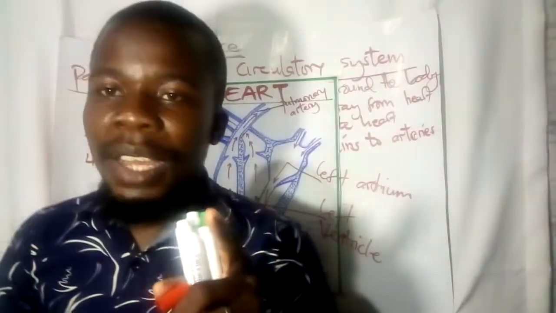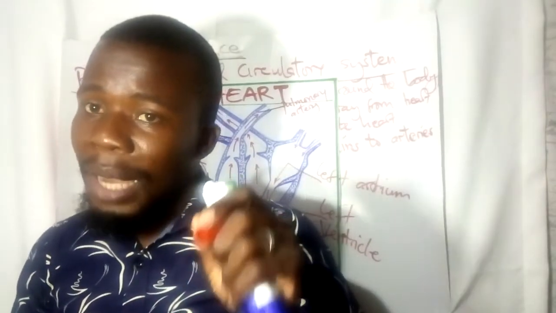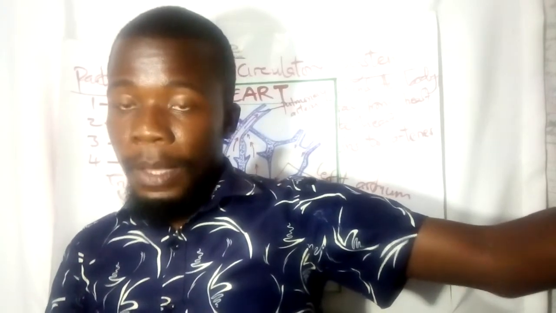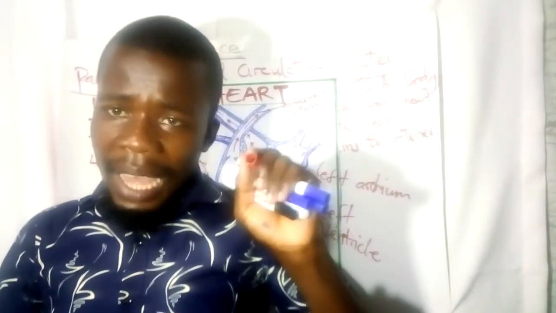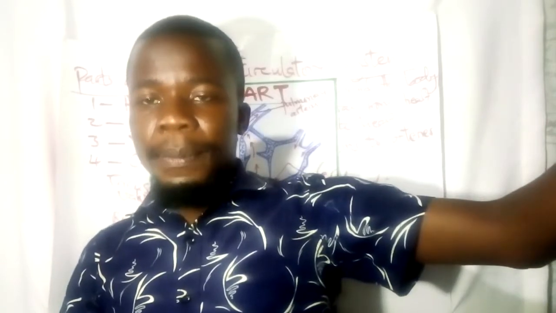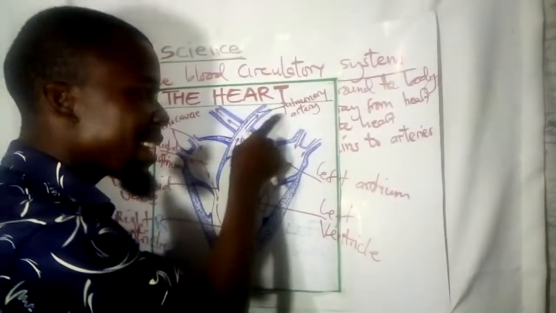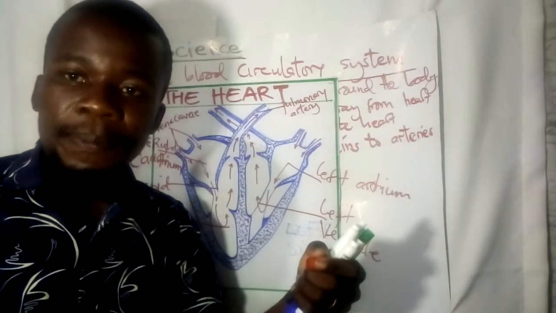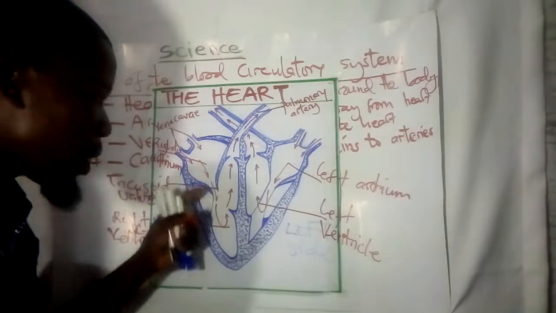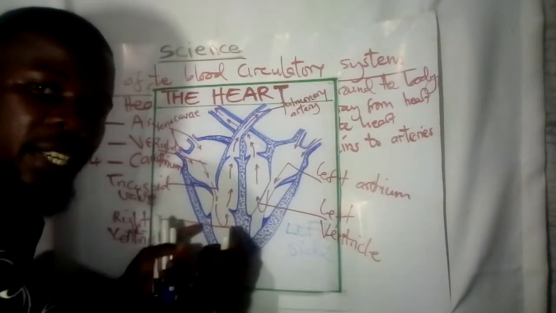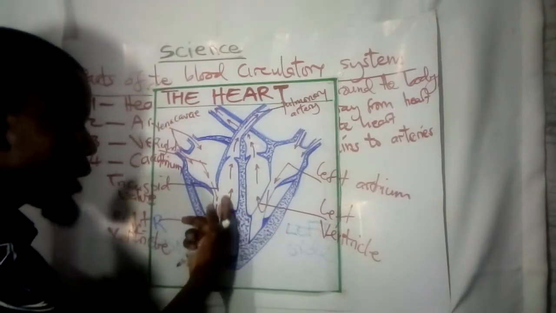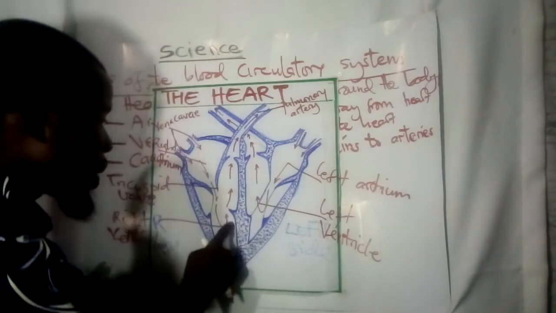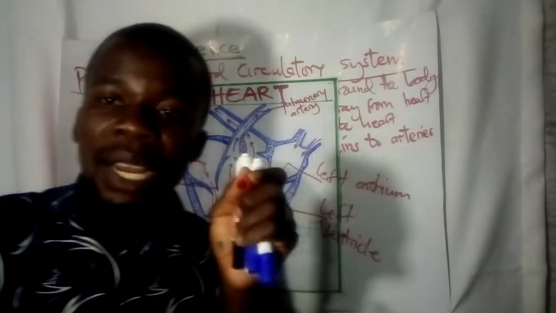You remember the function of an artery? To carry blood away from the heart. The pulmonary artery is an artery. It is carrying blood away from the heart. We had blood in the heart in the right ventricle. And then this blood is pumped outside the heart. So it goes out of the heart through the pulmonary artery.